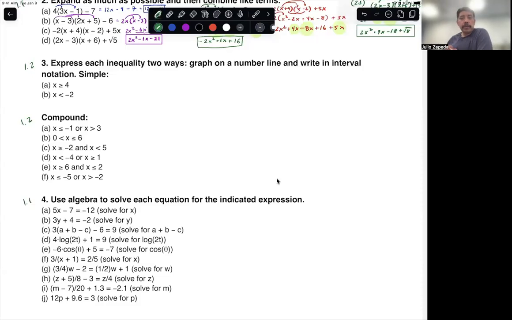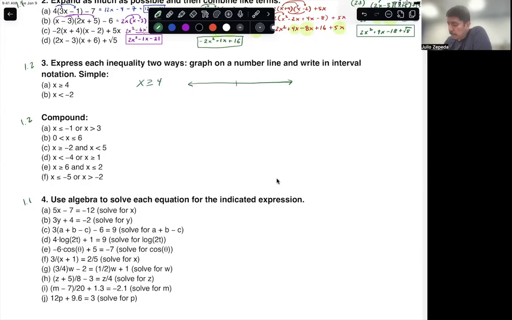All right. We are going to give a quick summary here of problem number 3, which is inequalities, simple inequalities and compound inequalities. So let's go ahead and jump in. x is greater than or equal to 4. So we want to be able to graph this on a number line and write in interval notation.